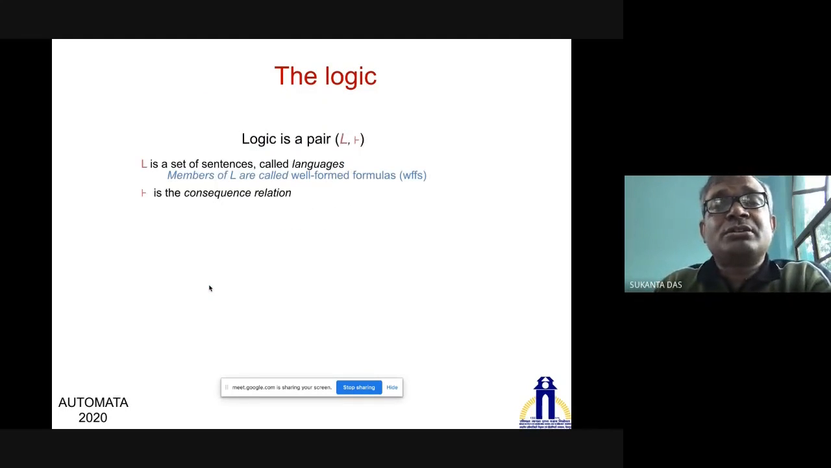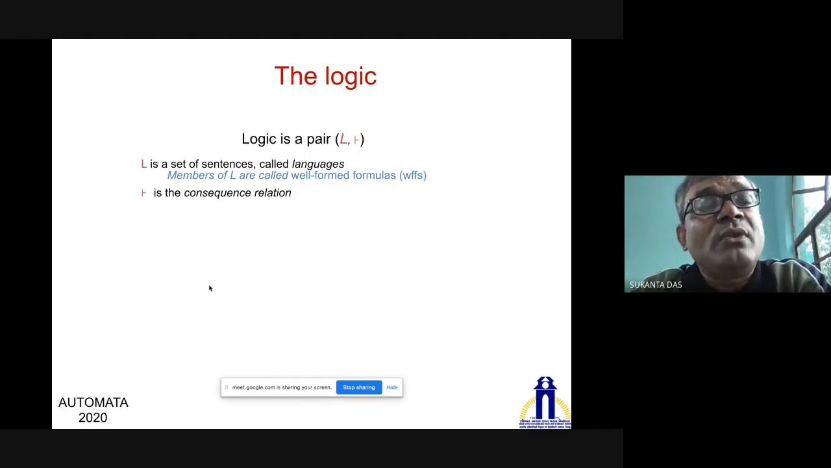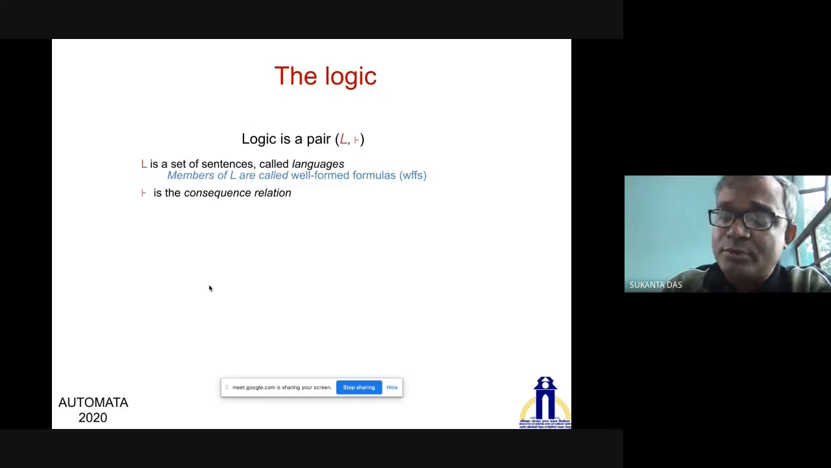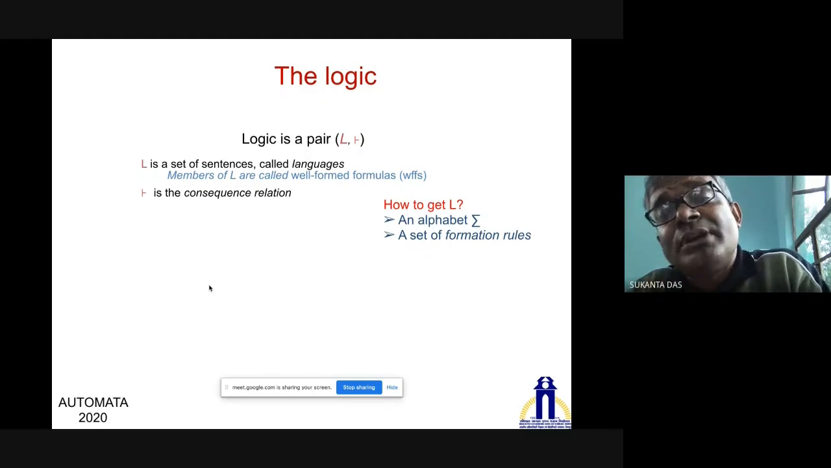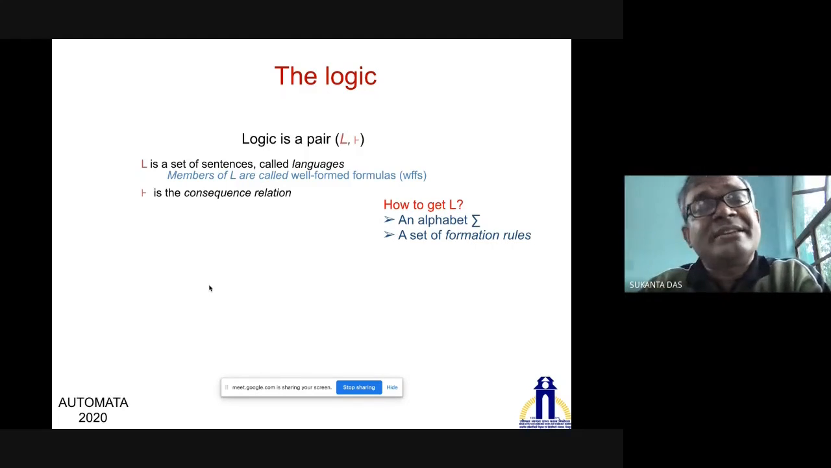Now, what is a logic? We know a logic is a pair, L and turnstile, where L is a set of sentences called the language, and turnstile is a consequence relation. And members of L we normally call well-formed formulas. And the question is how to get this L, the language. To get the language, we need an alphabet sigma, and as usual, we need a set of formation rules that work on sigma. In this way, we can get an L.